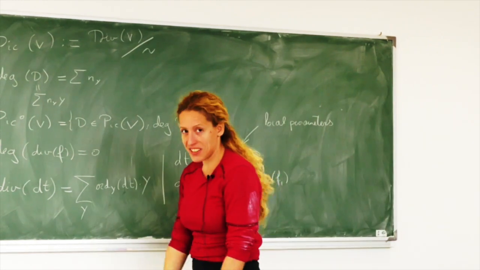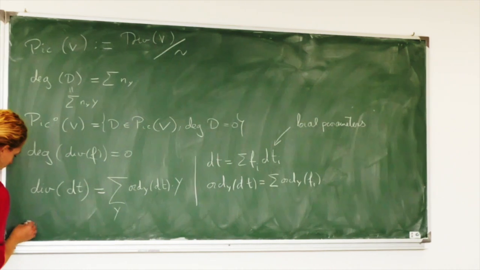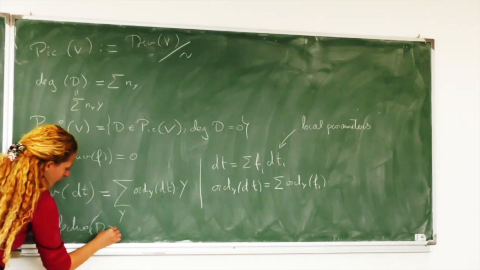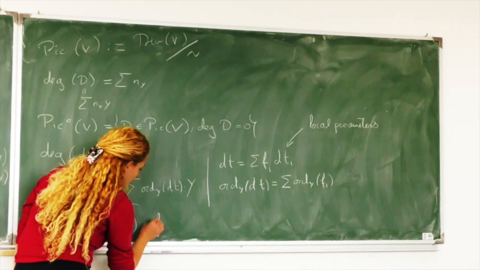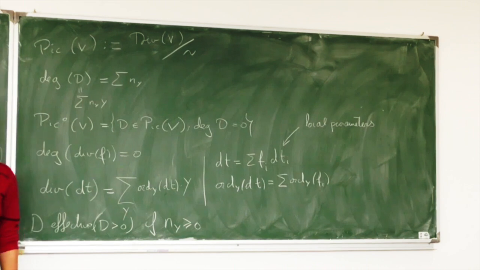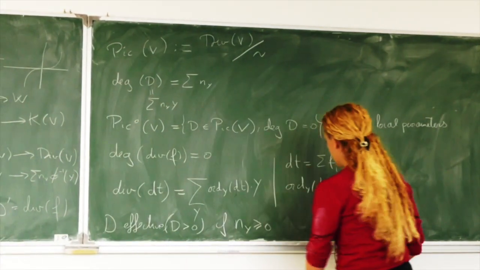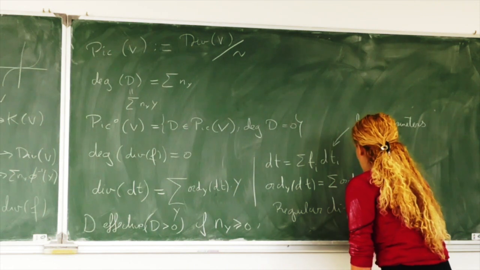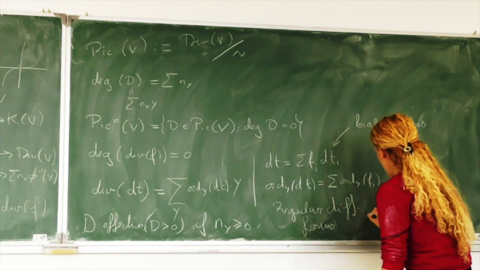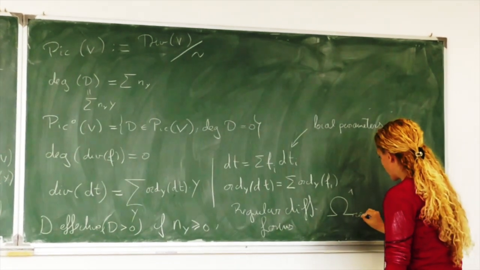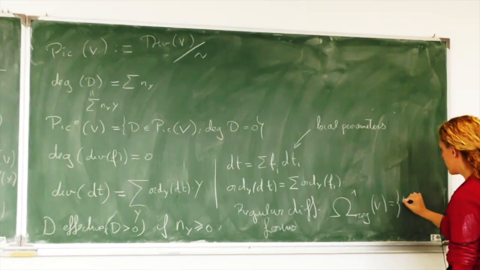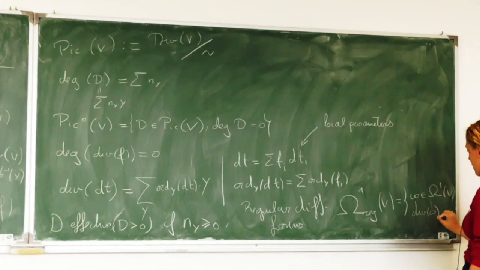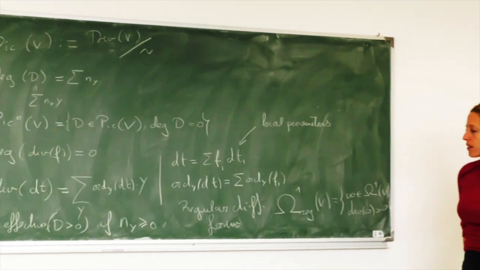Now I need to give you another definition: a divisor D is called effective, and is written as D greater than 0, if all the n_y are greater than or equal to 0. Okay? So with this, I can define the regular differential forms as the set Omega^1 regular, that is equal to the differential forms such that the associated divisor is effective, so greater than 0.